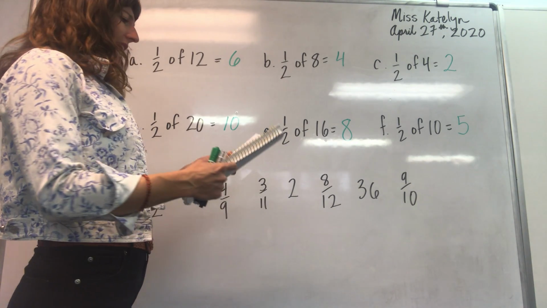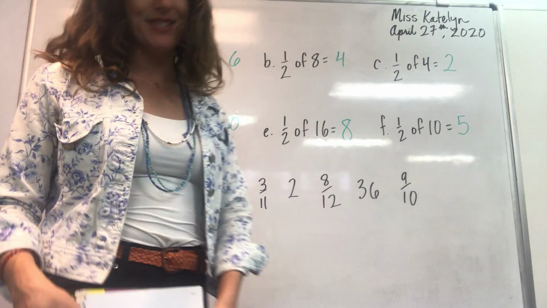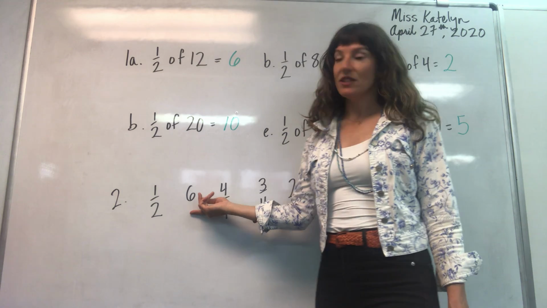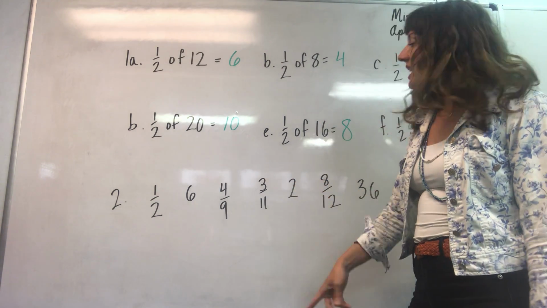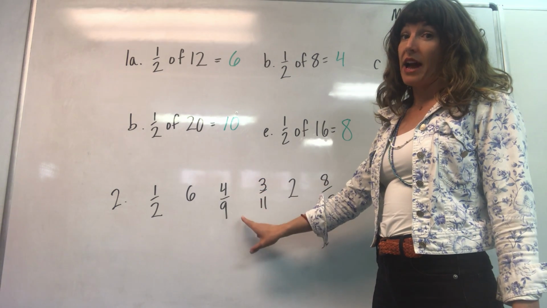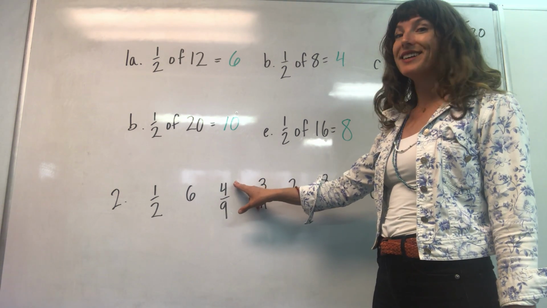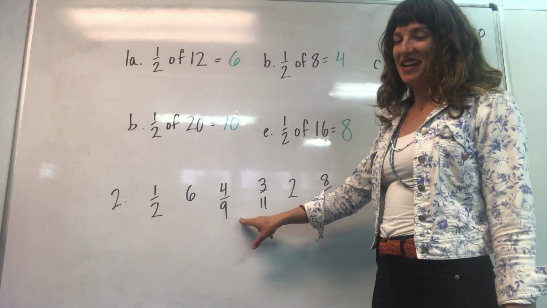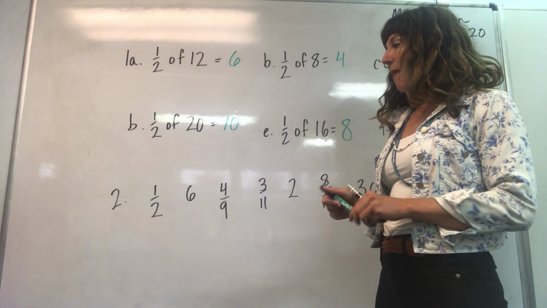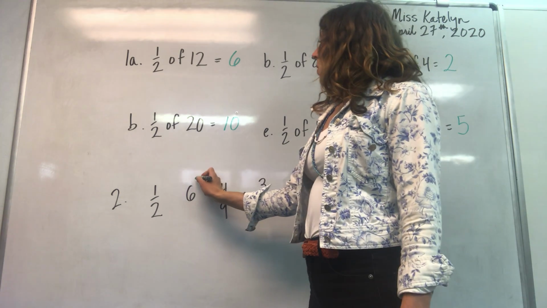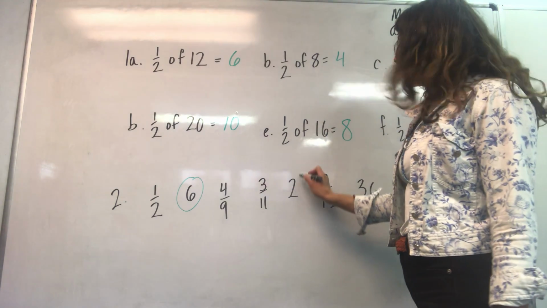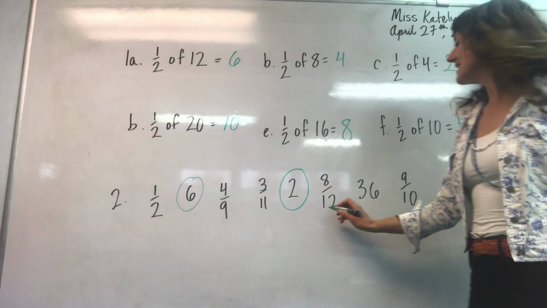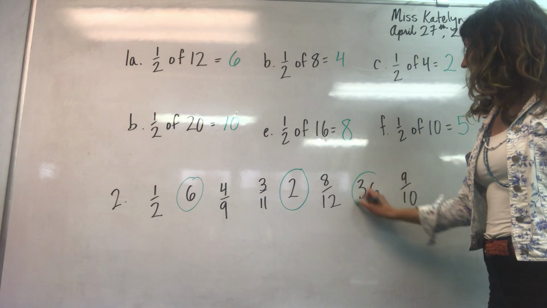Okay, here we go. Section number 2 says, circle the whole numbers and box the fractions. So a whole number is simply a number that stands alone, nice and whole, or two numbers together that stand alone. A fraction is a number on top, a fraction bar, and a number on the bottom. Numerator, fraction bar, denominator. Okay, so we're going to circle the whole numbers and box the fractions. Here we go. Whole number 6. Whole number 2. Whole number 36.